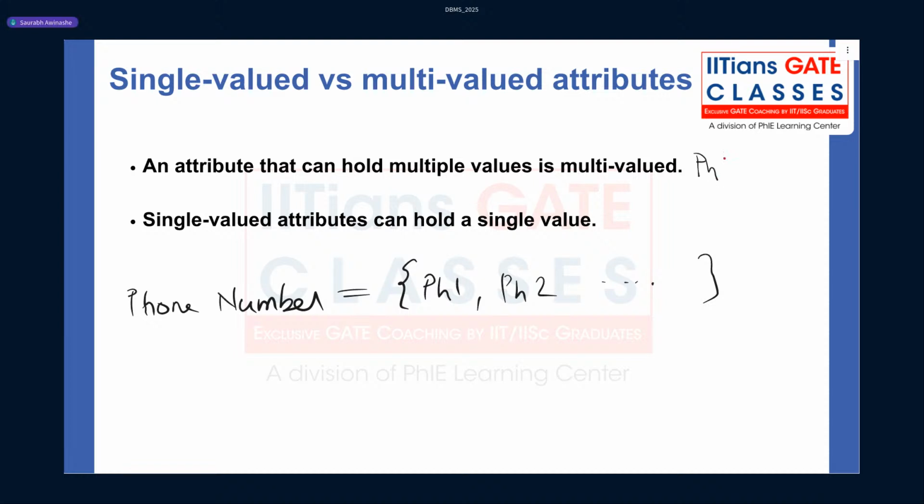Can you think of another multi-valued attribute? Email. Good. We can have, let's say, the cars owned by a person. These are all multi-valued attributes.